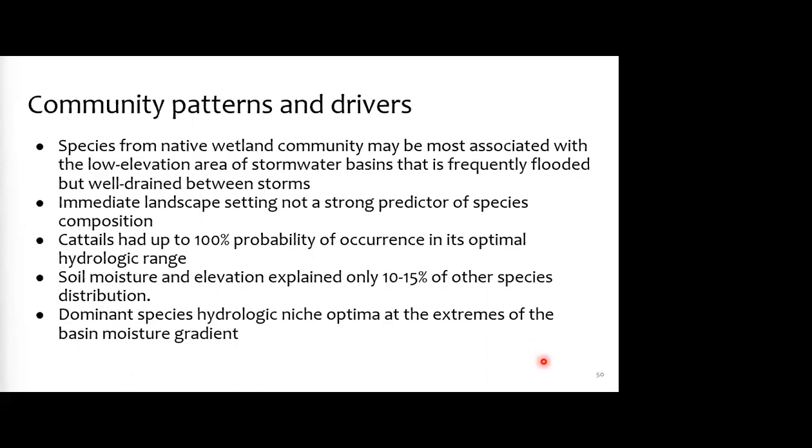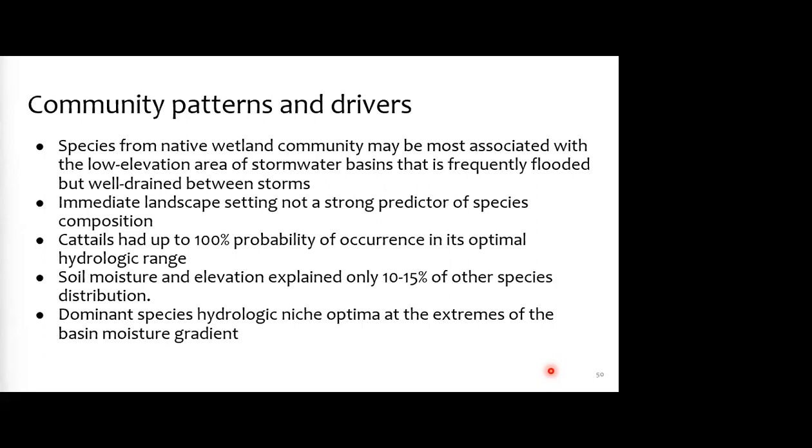Looking at the community patterns and the drivers of these patterns, one of the interesting takeaways was that the native species community seemed to be mostly associated with the low elevation areas that were frequently flooded, but then dried out completely between storms. So areas that remained saturated were taken over by cattails, and areas that were never flooded seemed to be taken over by mugwort and some of the more upland invasive species.